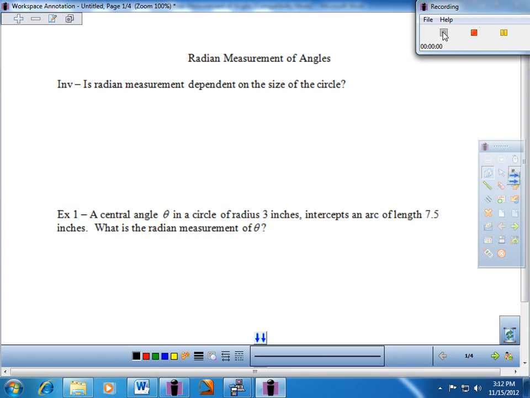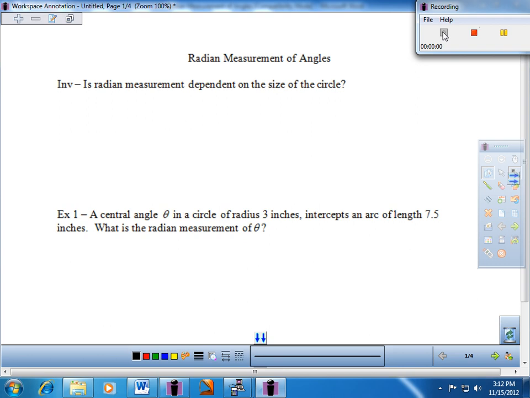Welcome. Today's notes worksheet is entitled Radian Measurement of Angles. And so we've actually already had a quick introduction to what radian measurement would look like. And obviously we'll just continue that conversation today. We'll do some investigations and some examples, and we'll tie the two units together: degree measurement of an angle and radian measurement of an angle.